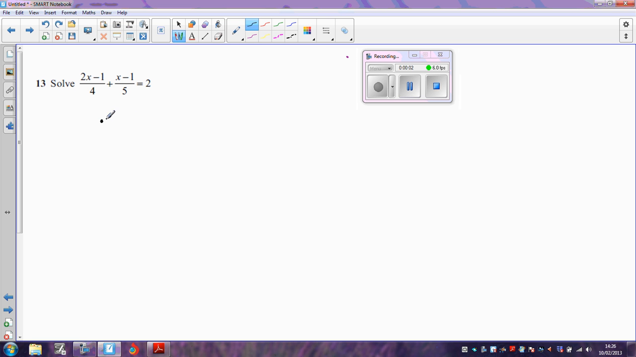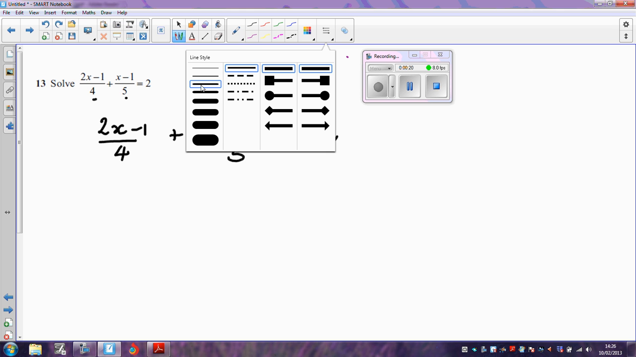Okay, quite a nice way to solve this equation is to multiply straight away everything by 20. The reason I choose 20 is because I can see that 4 and 5 will both divide exactly into 20. So there's my original equation. I'll just do this in colour so you can see it a bit more clearly.